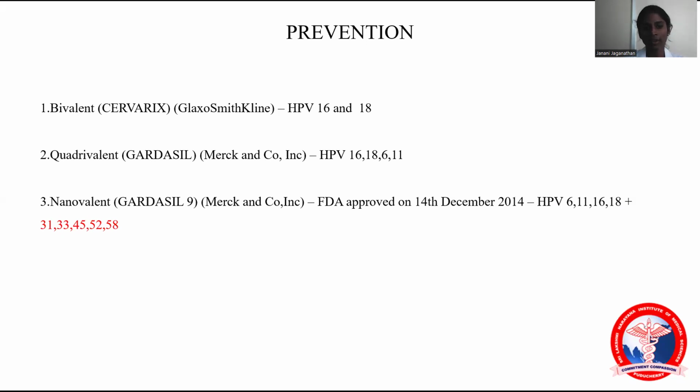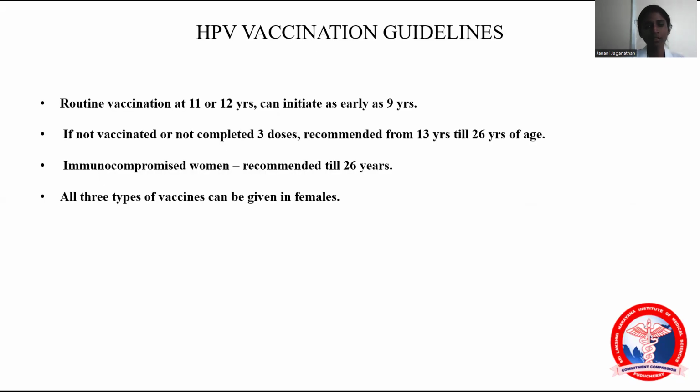Third one is the nonavalent vaccine, called Gardasil 9, which is manufactured by Merck and Co. It is FDA approved. FDA approved this nonavalent Gardasil 9 vaccine on 14th of December 2014, and it is effective against HPV serotypes 6, 11, 16, 18, 31, 33, 45, 52, and 58. So its efficacy is also more when compared to the other 2 types of vaccines.